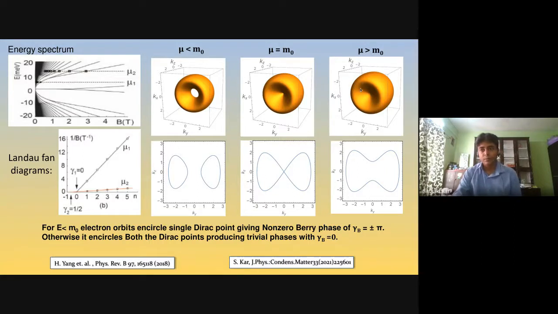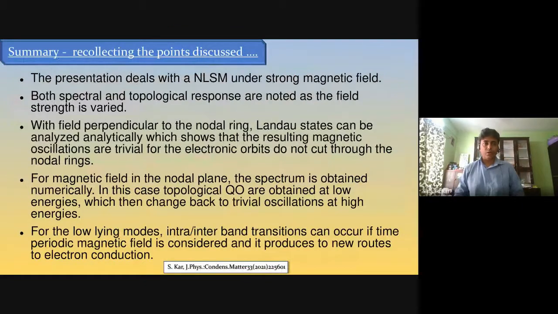But for large energy, the cyclotron loop is not like these small loops, so it will cover both the Dirac points. So the overall Berry phase coming from the line integral along these lines will be plus pi minus pi equals 0. So there is a 0 Berry phase, and this indicates a trivial oscillation. So that is the difference. That is basically the thing we wanted to say, and I have already said everything.